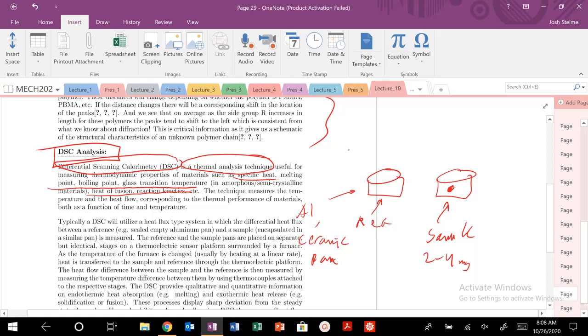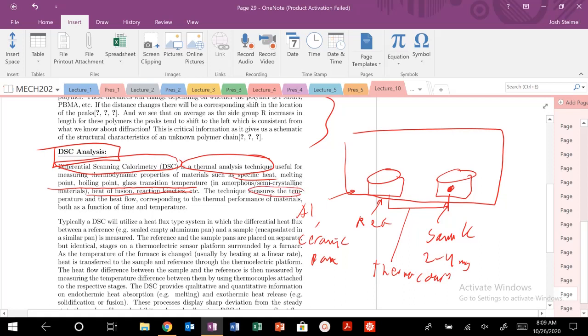So in this DSC apparatus, there are some thermocouples hooked up here. And basically what this technique allows you to do is measure the temperature of your sample pan and your reference pan and the corresponding heat flow. Then you could determine essentially the thermal performance of materials as a function of time and temperature. You could find properties like specific heat, CP, melting point, TM, boiling point, glass transition temperature, TG, very important to us, heat of fusion, reaction kinetics. You could find out your TC, your recrystallization temperature, et cetera.